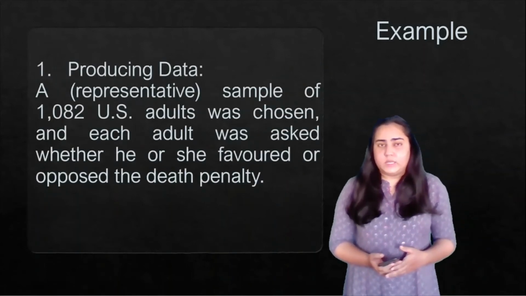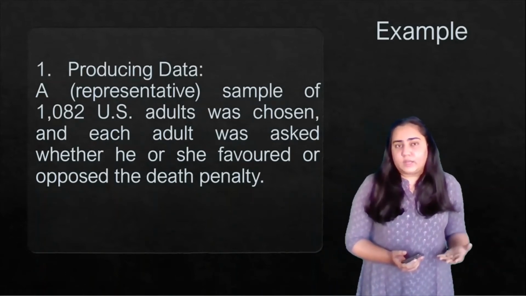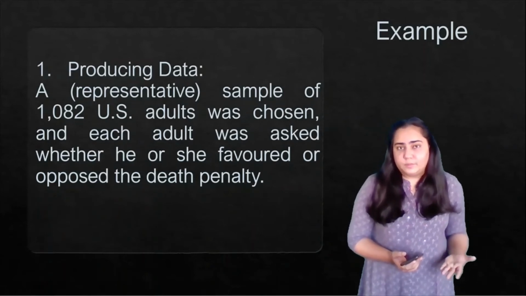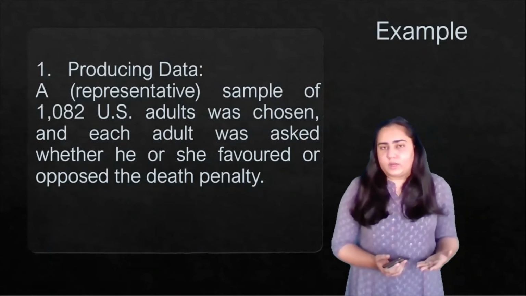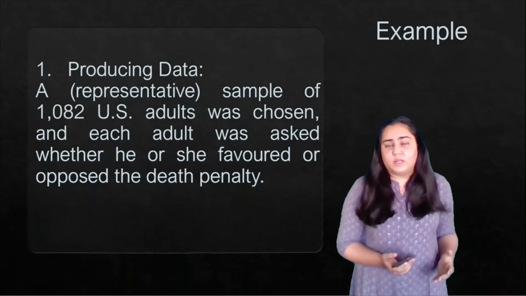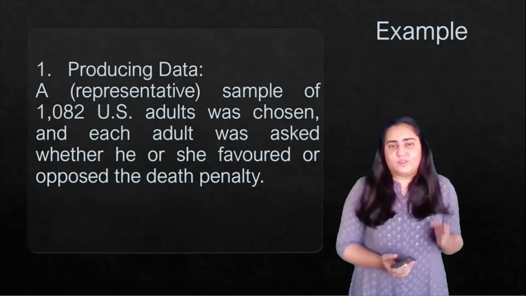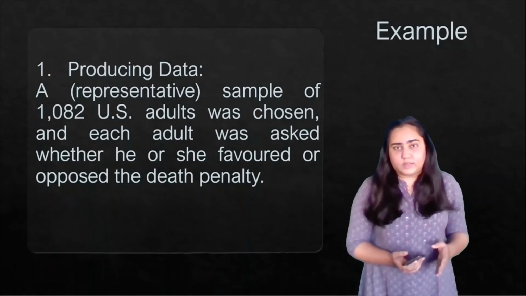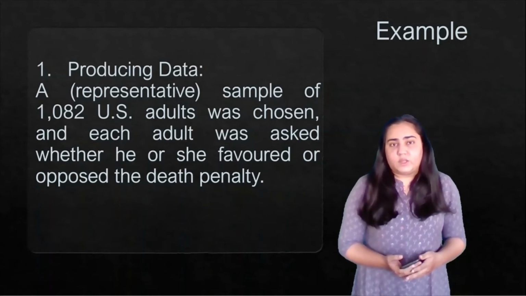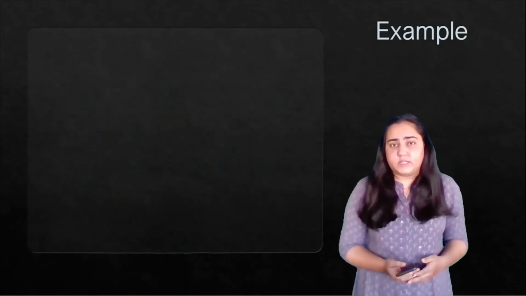Now, number one, the first step in our statistical process is to produce the data. To do that, a representative sample of 1,082 US adults was chosen, because we cannot actually go and ask every US adult. And even if we could, analyzing that much data would be a tiresome task. So you need a sample, and that's why a sample of 1,082 US adults was taken, and then each adult was asked whether he or she favored or opposed the death penalty. So that's our data, it is produced.